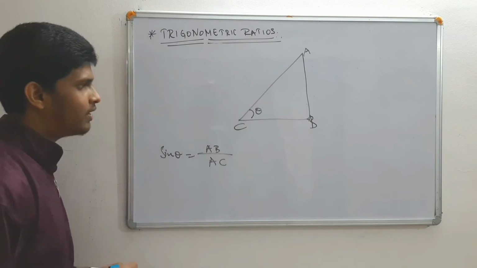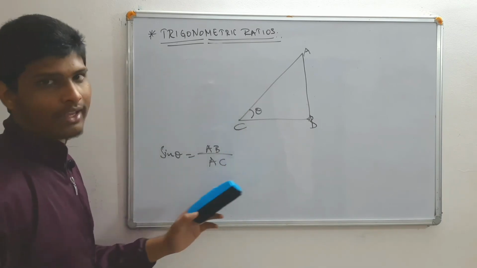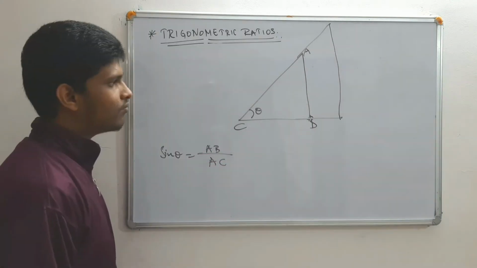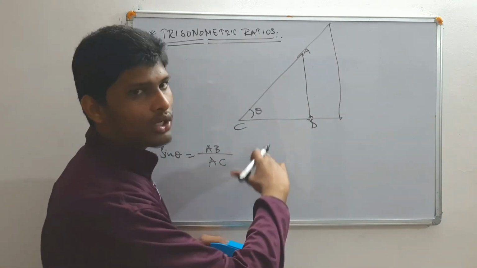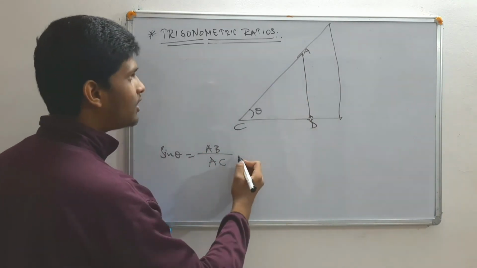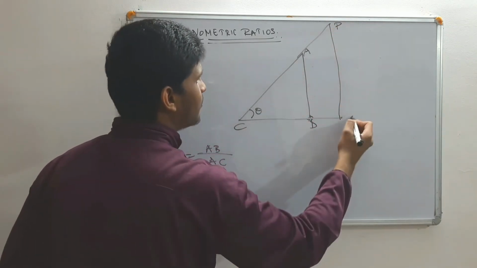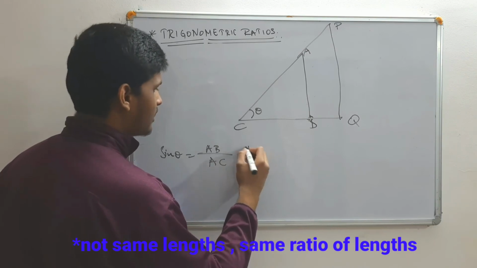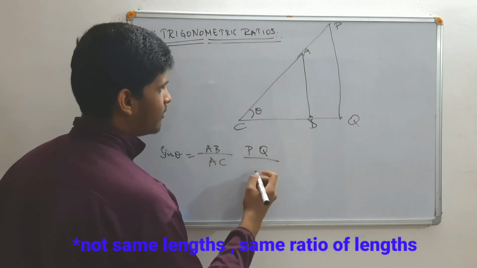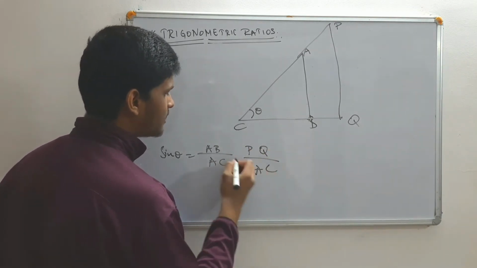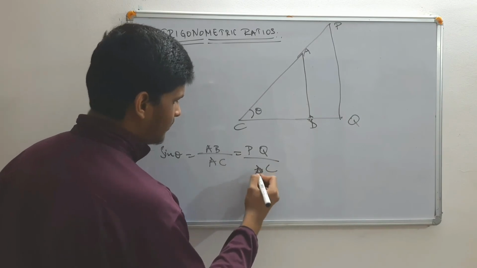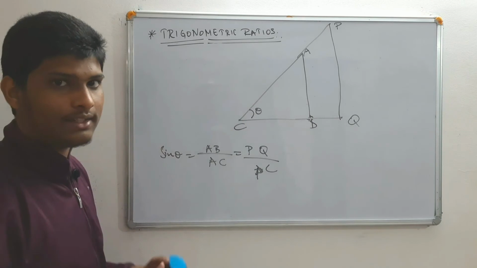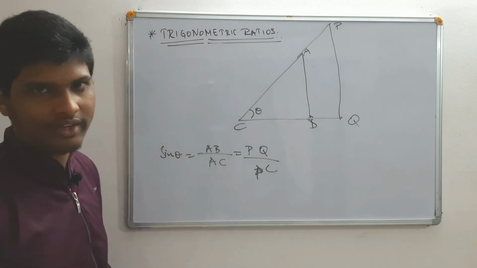With this same angle, if you increase the lengths of these sides, before it had some length and now you increase it by some more length, say you consider this as PQ, then also the ratio will be the same. That means PQ divided by PC is the same. The lengths are not the same, but the ratio of lengths is the same for a specific angle.